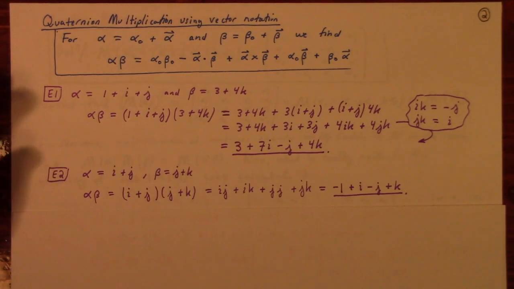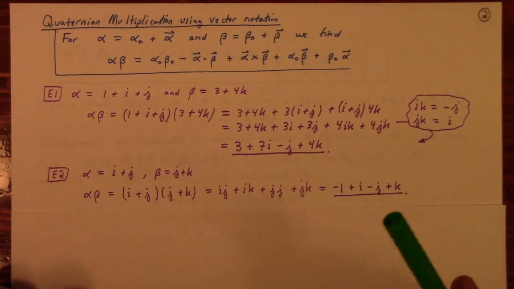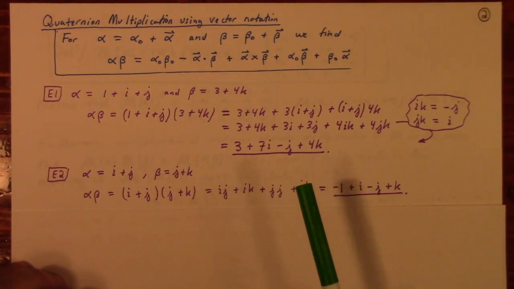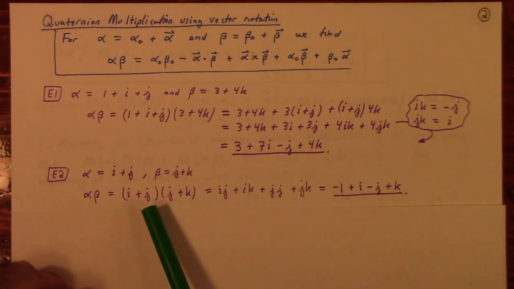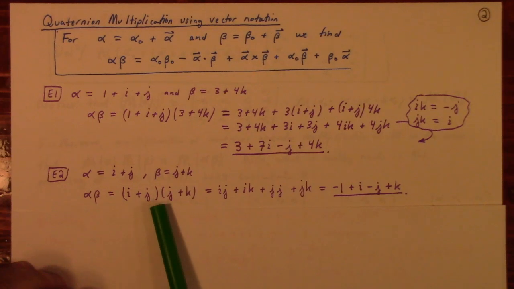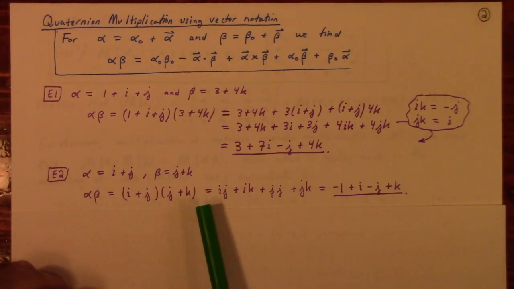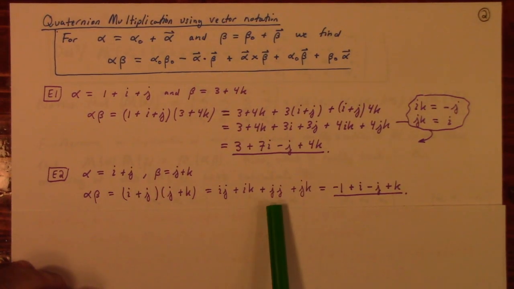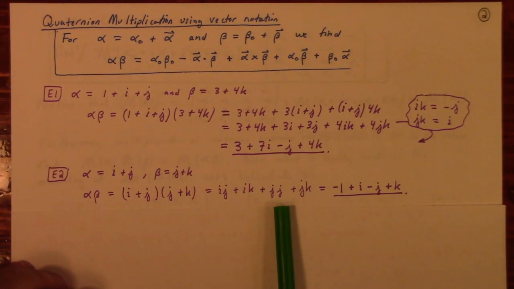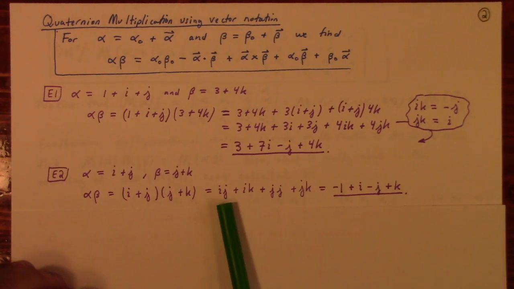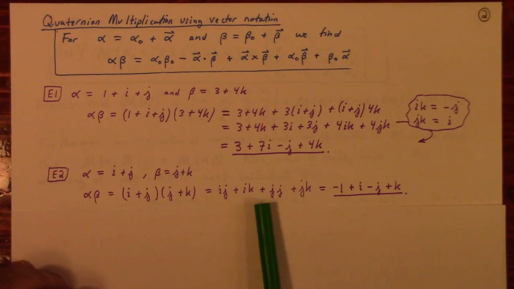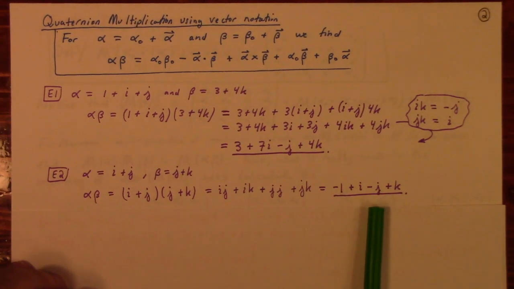Quaternion addition and subtraction I don't really talk about because, I mean, come on. You just add like terms, there's really not much to talk about there. Anyway, if I multiply i plus j times j plus k, then I get 4 terms, right? I get ij plus ik plus jj plus jk. Now, the jj is minus 1, the ij is k, the jk is i, and ik is minus j. So there you have it.